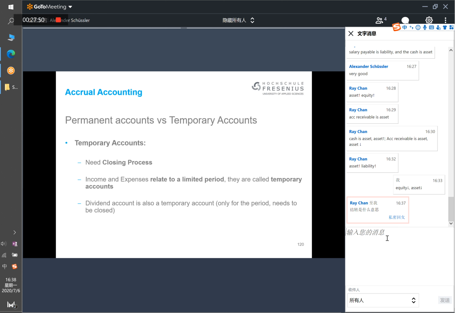Temporary accounts, this is the opposite. Temporary accounts need a closing process. What does closing process mean? They do not carry over. They start with 0 at the next period. So, for example, income and expenses. They relate to a limited period, typically 1 year. And that's why they are called temporary accounts. A dividend account is also a temporary account. It is only for 1 period and has to be closed. It does not carry over.